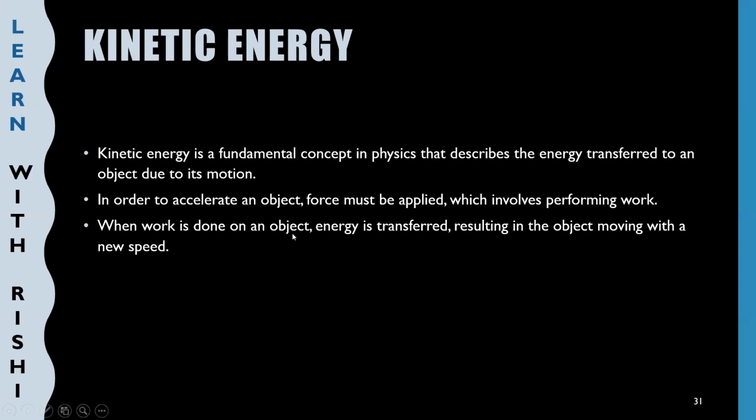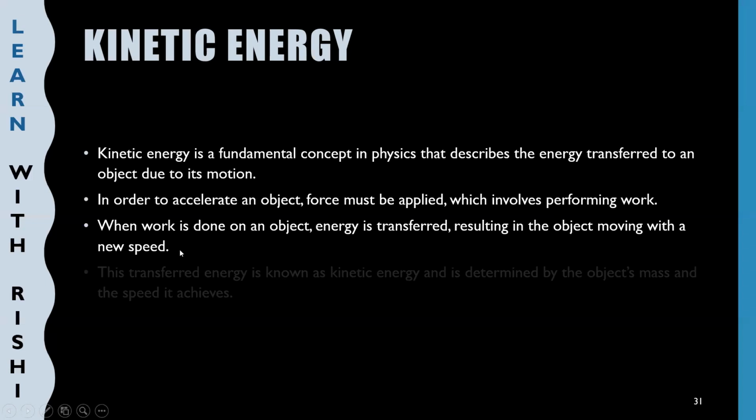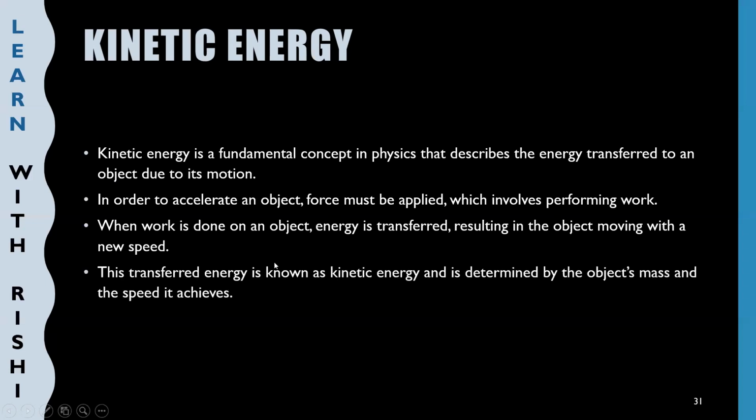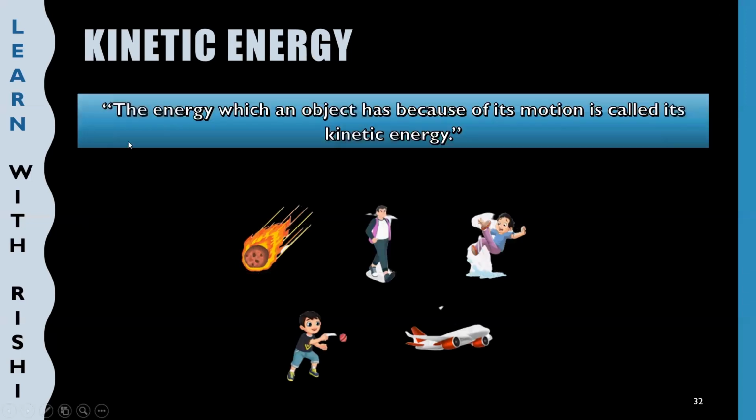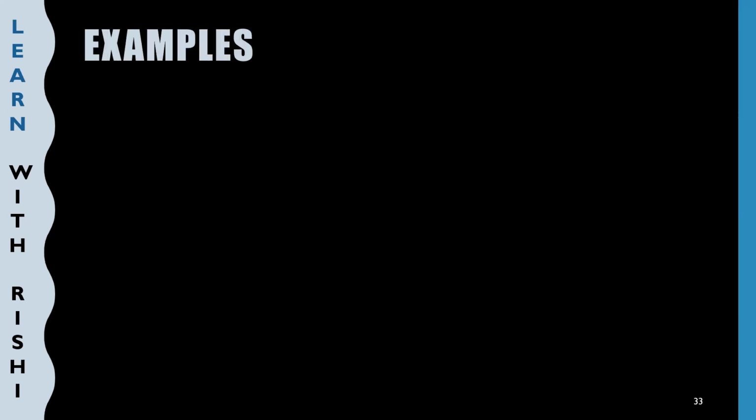When work is done on an object, energy is transferred, resulting in the object moving with a new speed. This transferred energy is known as kinetic energy, and it is determined by the object's mass and the speed it achieves. So kinetic energy is determined by two things. First is the mass of the object and the new speed which is achieved by the object. So we can define kinetic energy as the energy which an object has because of its motion. Let us see some examples.